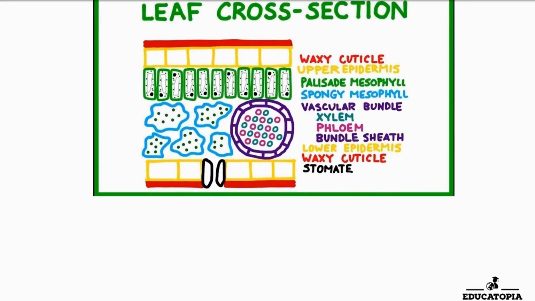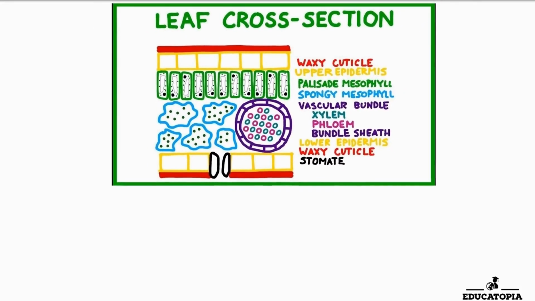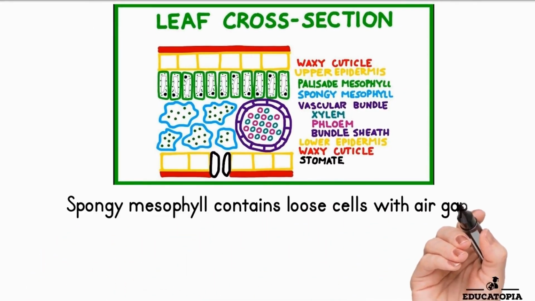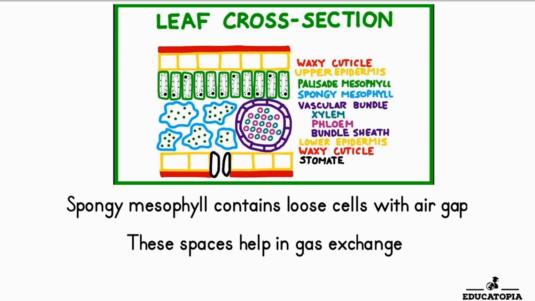Beneath the palisade mesophyll, we have the spongy mesophyll. This region contains loosely arranged cells with air spaces in between. These air spaces facilitate the exchange of gases between the leaf cells and the external environment.